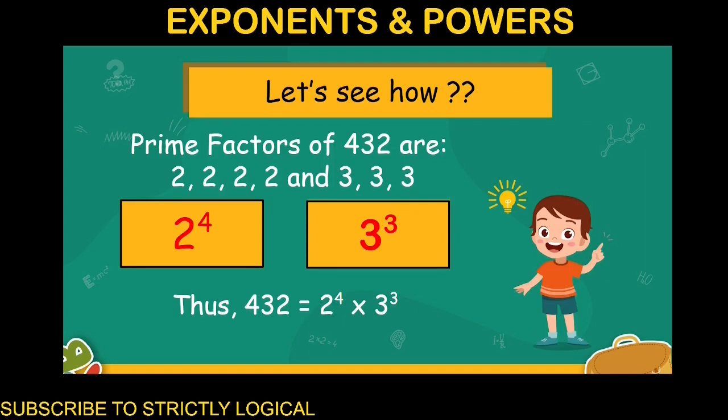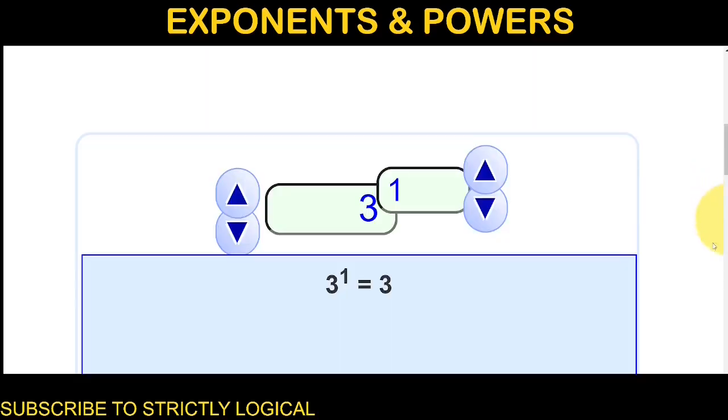That's why we will write it as 2 to the power 4, 3 to the power 3 in the simplest form. Thus 432 can be written as 2 to the power 4 into 3 to the power 3. Let's consider a few more examples to understand the concept of exponents and powers in a better manner.